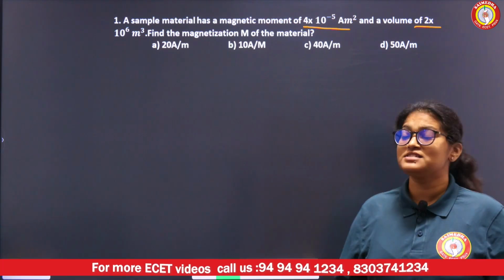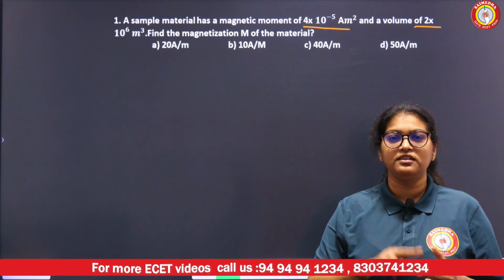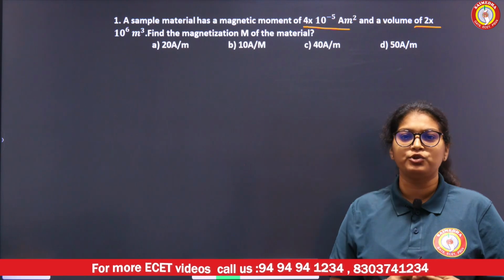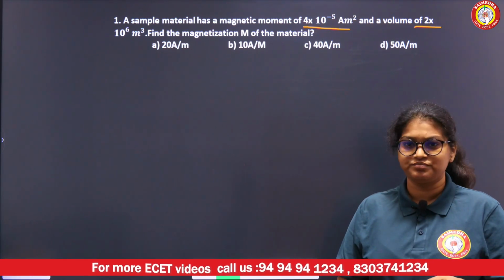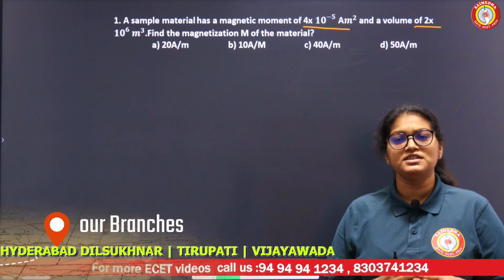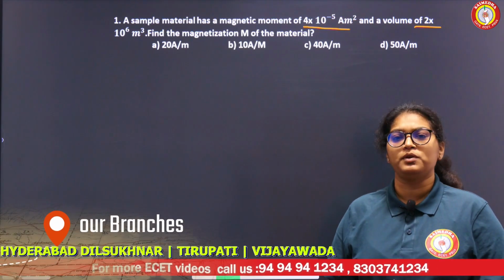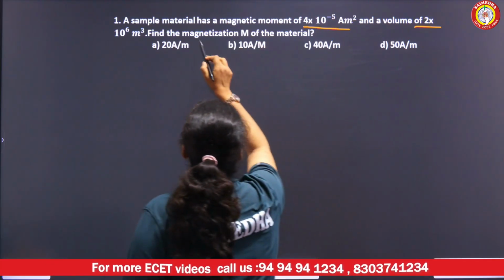And the next thing, what I have to do, the second tip you have to follow, is what I have to find. And third is what the given data is. Clear? If you follow these 3 tips, it will be very easy to solve any kind of problem. So the first thing is, what do we have to find out?